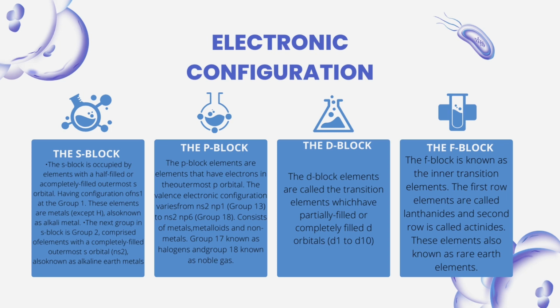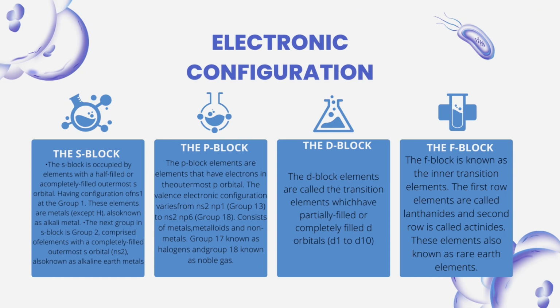The second, the p block. The p block elements are elements that have electrons in the outermost p orbitals. The valence electronic configuration varies from ns2 np1, group 13, to ns2 np6, group 18. It consists of metals, metalloids, and nonmetals. Group 17 is known as halogens and group 18 as noble gases.